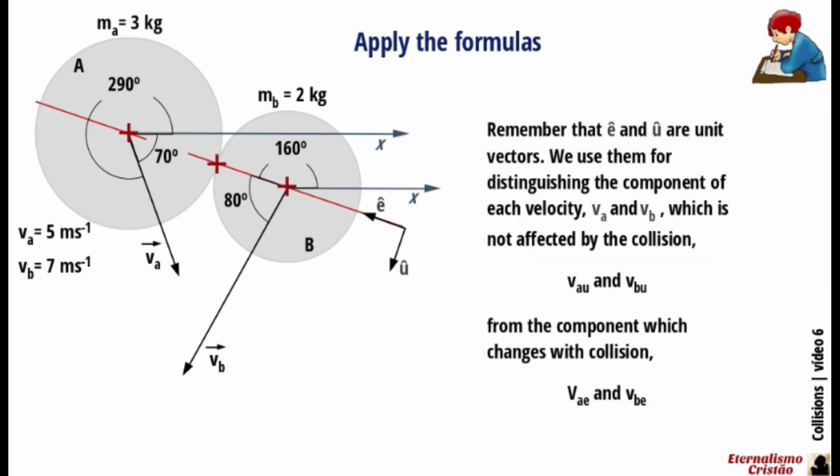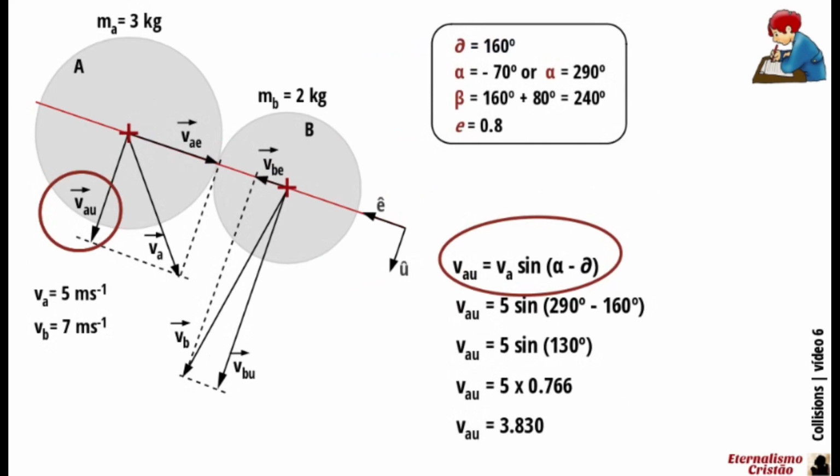Remember that E and U are unit vectors. We use them for distinguishing, for each initial velocity, the component which will not be affected by the collision, from the component which changes with collision. Apply formulas.